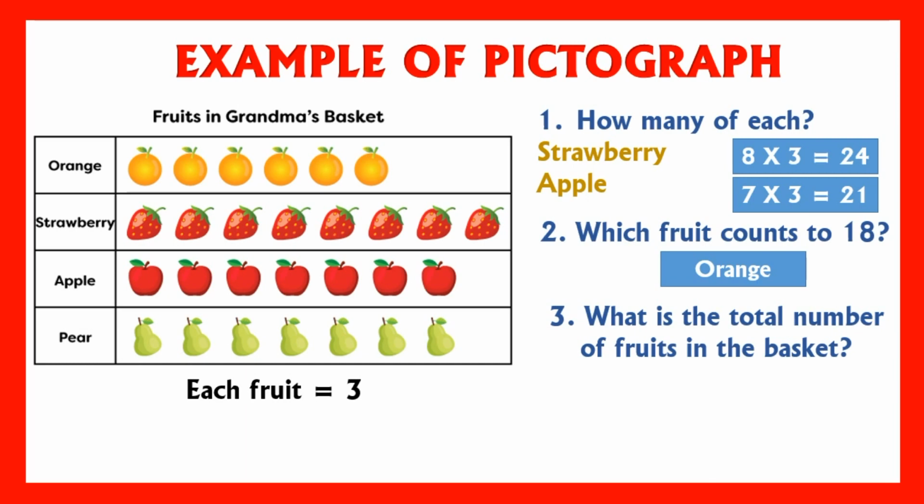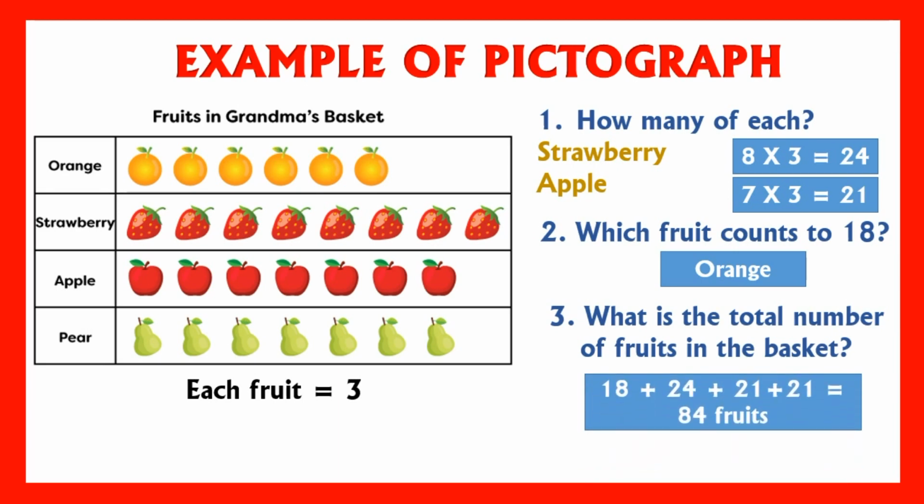And what is the total number of fruits in the basket? So we know there are 24 strawberries, 21 apples, and 18 oranges, right? And the only number we don't know is the pears, right? So pears is 7 pairs, and we have to multiply 7 times 3, which is equal to 21. So that means 18 oranges, 24 strawberries, 21 apples, and 21 pears will give 84 fruits. So the total number of fruits in grandma's basket is 84.